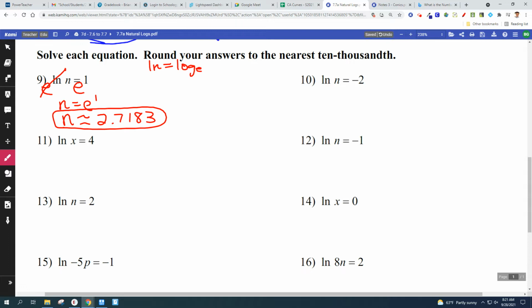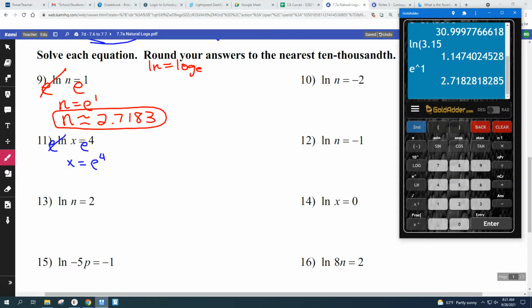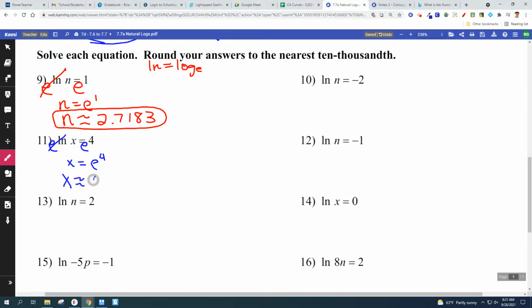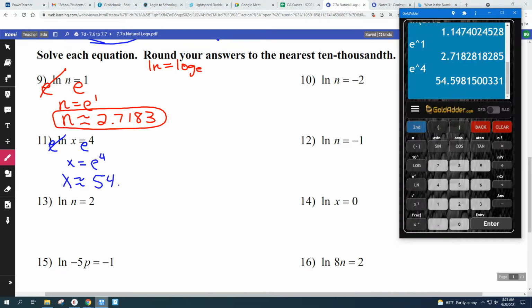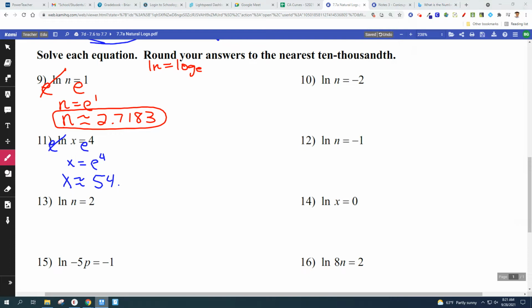So then if we look at the next one, all we have to do to isolate is take a base e on both sides. That's going to cancel my log. And x equals whatever e to the 4th power is. 54.5982. Right? Because that 5 is going to push us up. But yeah, very good. X is about 54.5982.